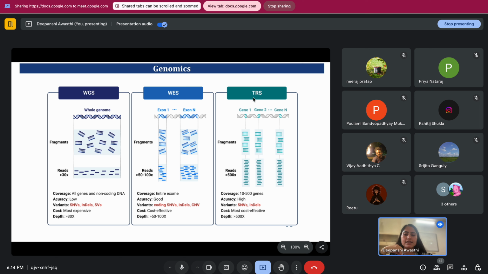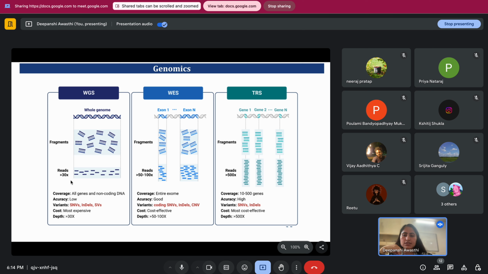So for that, targeted read sequencing could be done. When we talk about whole genome sequencing, it covers all the genes as well as non-coding DNA. Whereas in whole exome sequencing, you will be covering only the exome, which are the exonic sequences. And in case of TRS, you will be covering the targeted regions or targeted sequences, which could be either genes or any region which you have selected.